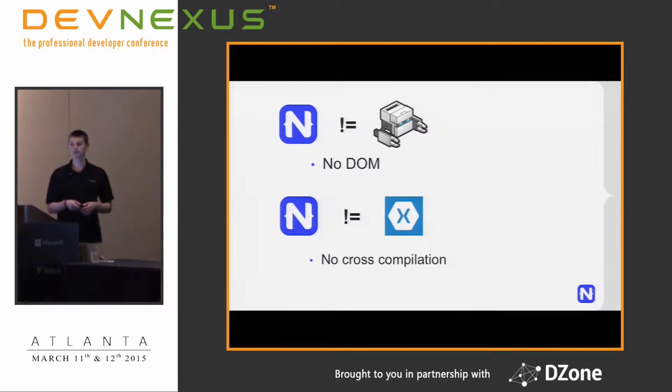So what's the difference between NativeScript and Titanium? What makes NativeScript different is the way that we allow you to access native APIs. So we don't cross-compile. There is no cross-compilation involved. The JavaScript you write actually runs directly on your device.